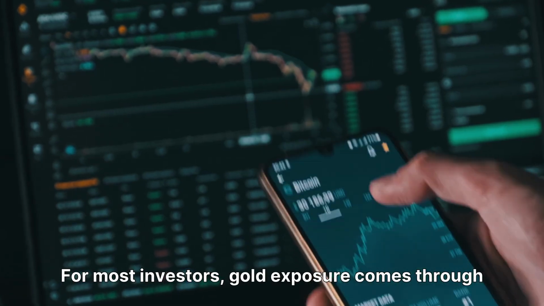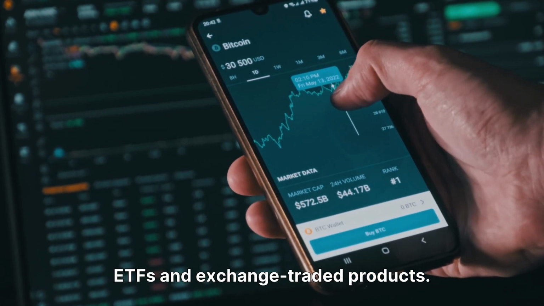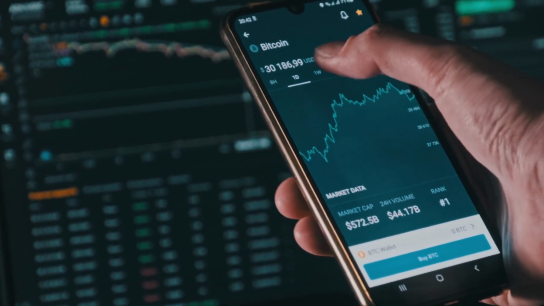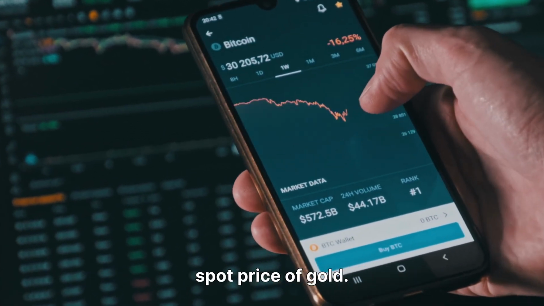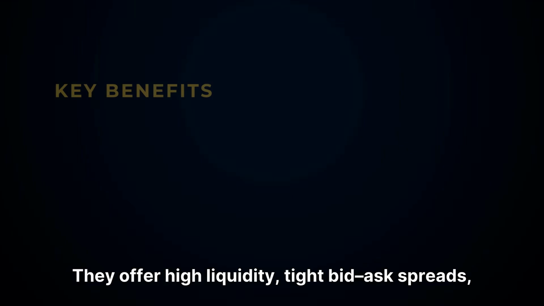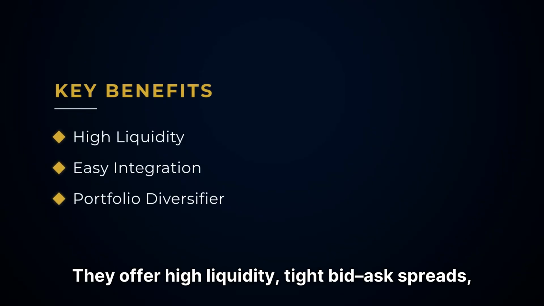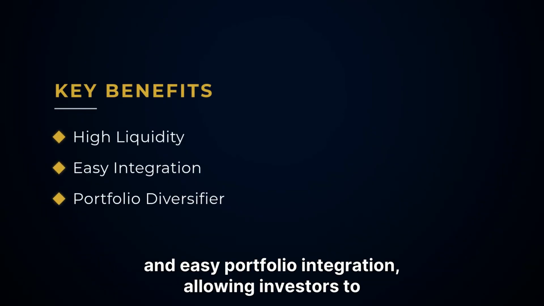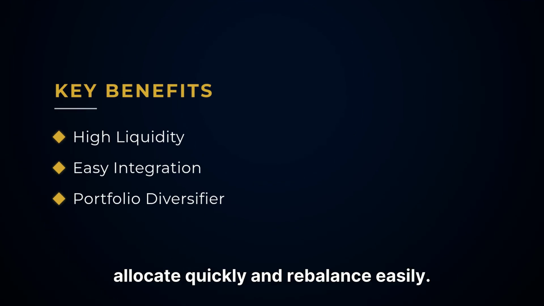For most investors, gold exposure comes through ETFs and exchange-traded products. These instruments are designed to track the spot price of gold. They offer high liquidity, tight bid-ask spreads, and easy portfolio integration, allowing investors to allocate quickly and rebalance easily.